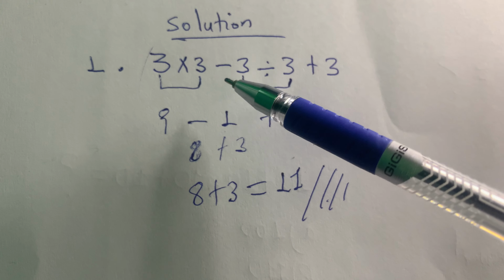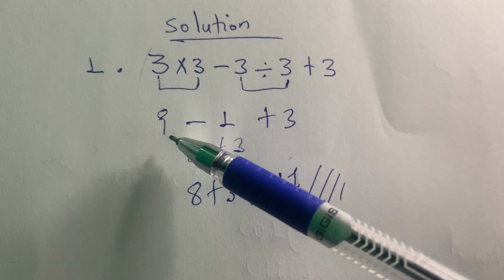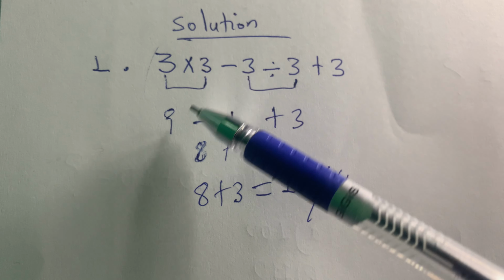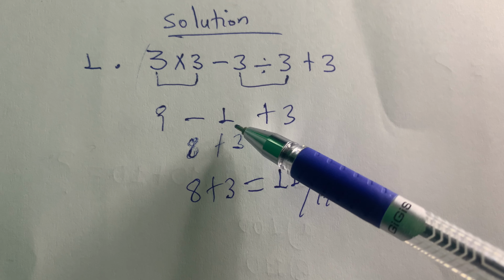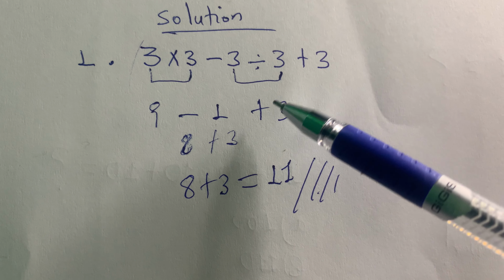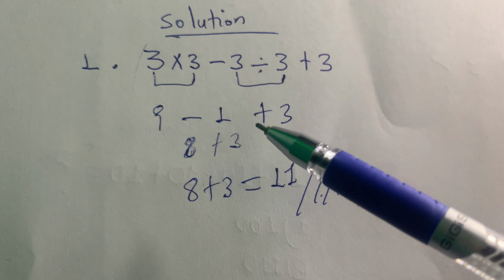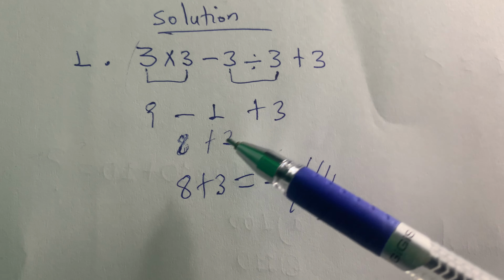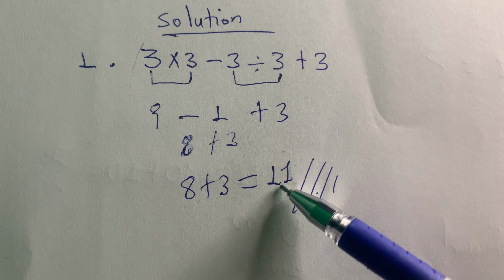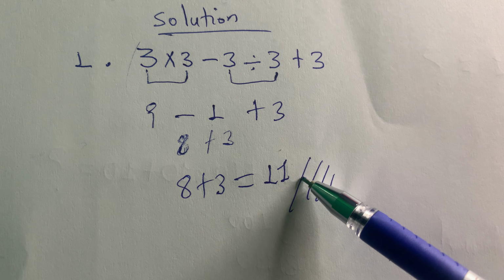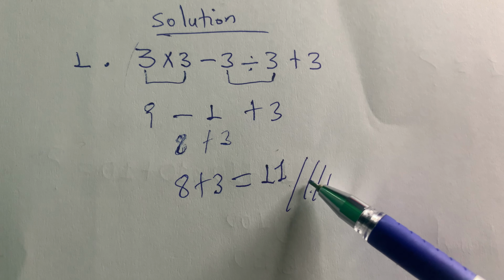Okay, 3 times 3 minus 3 divided by 3 plus 3 is equal to 3 times 3 is equal to 9, minus 3 divided by 3, it will be 1, and then you have to bring this plus sign here, plus 3. 9 minus 1 is equal to 8. Okay, 8, you see this one, 8 plus 3 is equal to 11. So the final answer is 11 right here. Okay, so just keep in mind, keep on practicing.